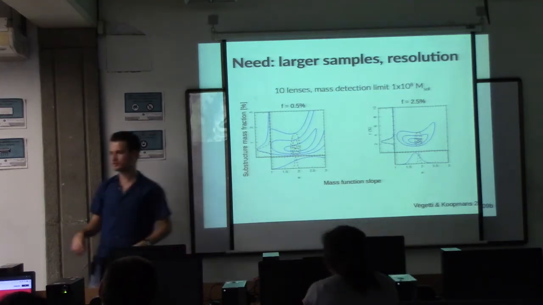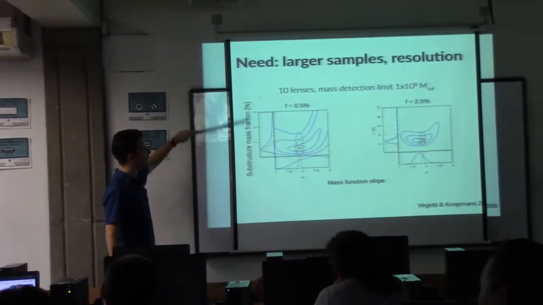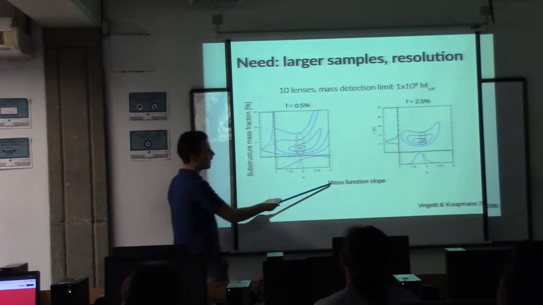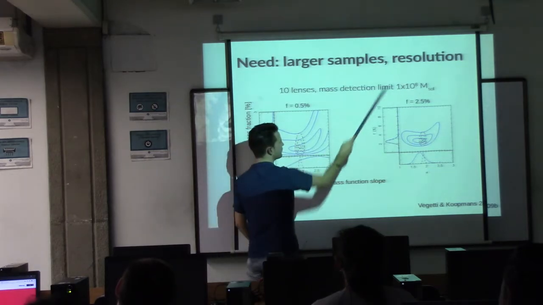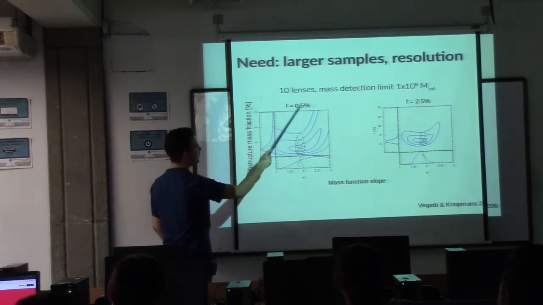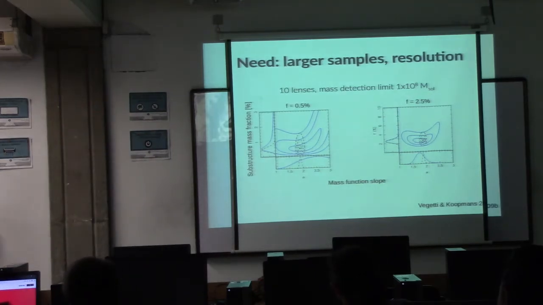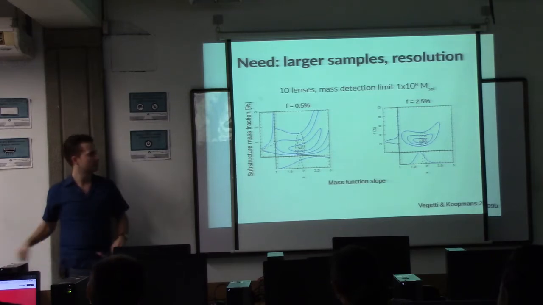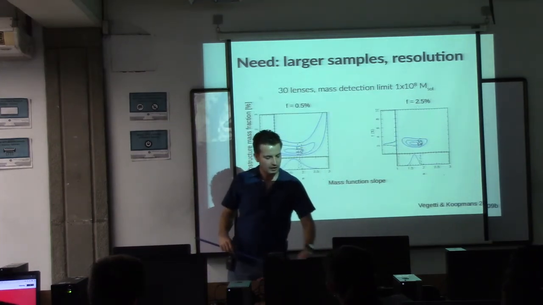And just to show you how this is going to work in practice once we build up large enough samples. So this is the mass fraction of substructure. This is the mass function slope. The simulation says this should be around 0.5%, and the slope should be around 2. If you have 10 lenses and we can get the mass detection limit to 1 times 10 to the 8, these are the constraints we will get. I mean, pretty bad constraints for low substructure mass because you don't have that many subhalos that can come close to your Einstein ring. If you have a lot of substructure, the number of subhalos that are massive enough and come close to your Einstein ring gets higher, and you should detect many more of them and be able to reconstruct this more precisely. But as you add up lenses, these contours shrink.